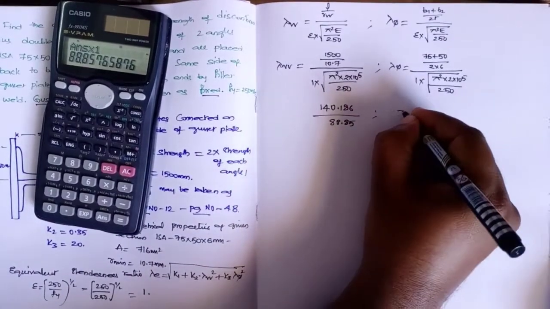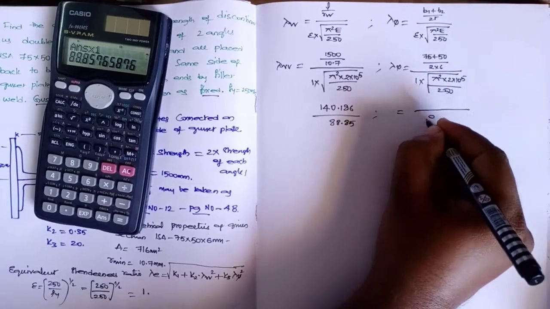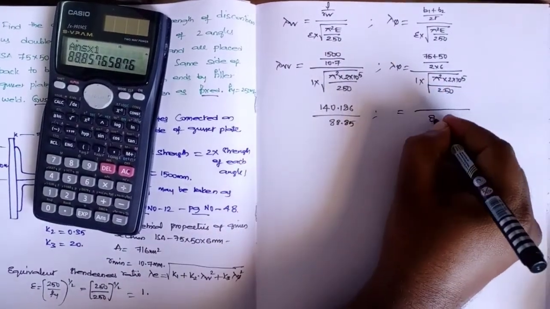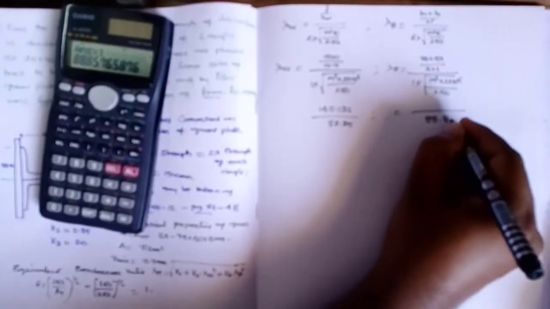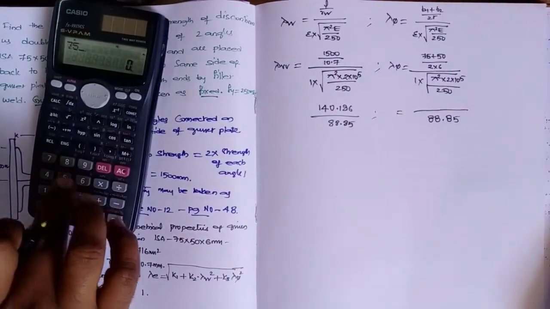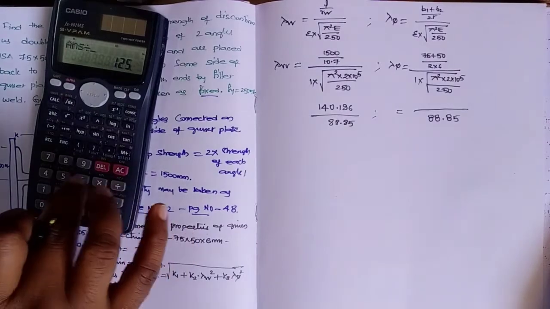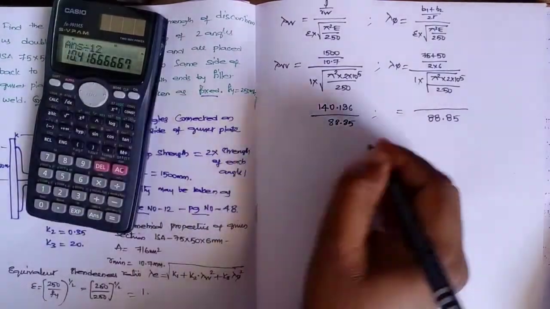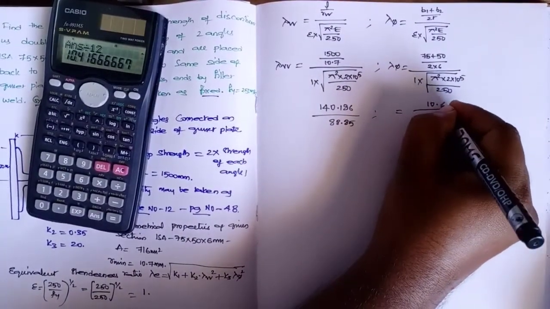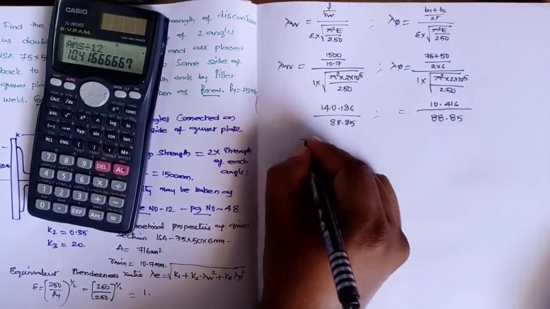Next, what is this one? Bottom one, it is same, right? So I can write here 88.85. Now what is top one? 75 plus 50, b1 plus b2 by 2t. 2 into 6 means 12 mm. Okay, so how much it is? 10.416.